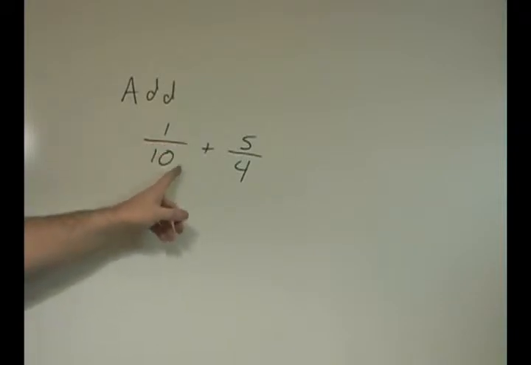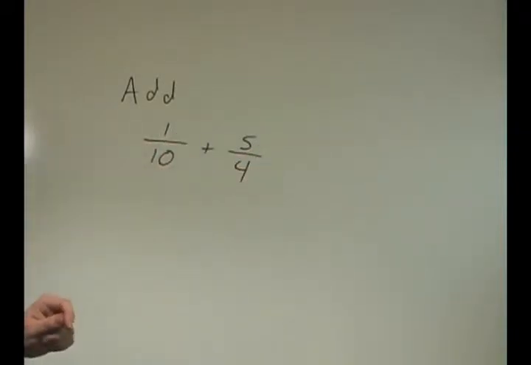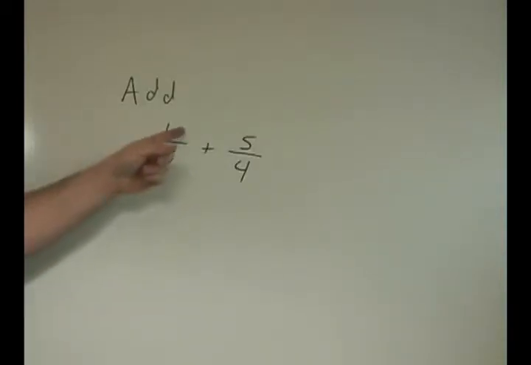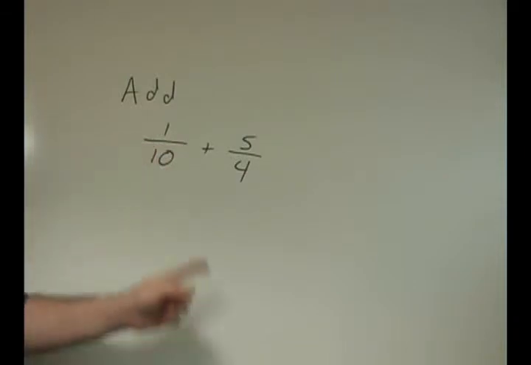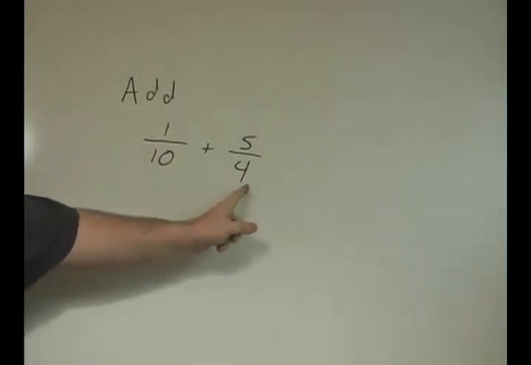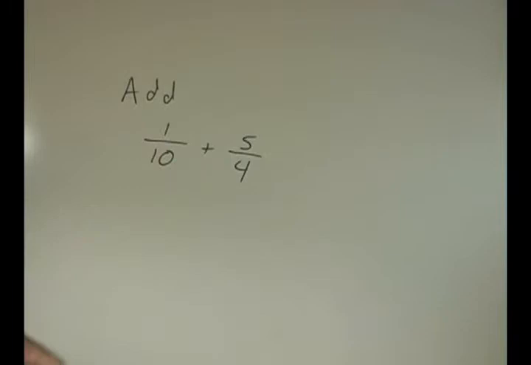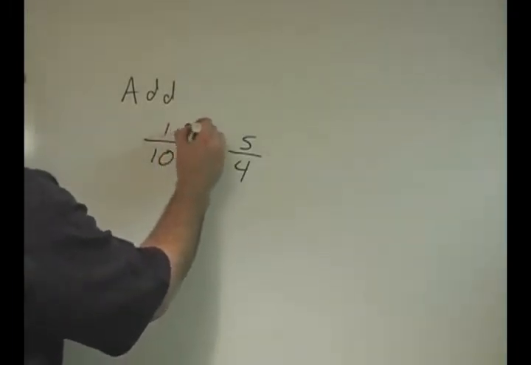So I'm going to multiply this one top and bottom by something, and multiply this one top and bottom by something. And again, I want to get the same bottom. Okay, so I noticed that if I multiply the top and bottom of this by 2, I will get 20 on the bottom. And I can also get a 20 from a 4 if I multiply it by 5. So I'm going to take this fraction and multiply the top and bottom by 2.